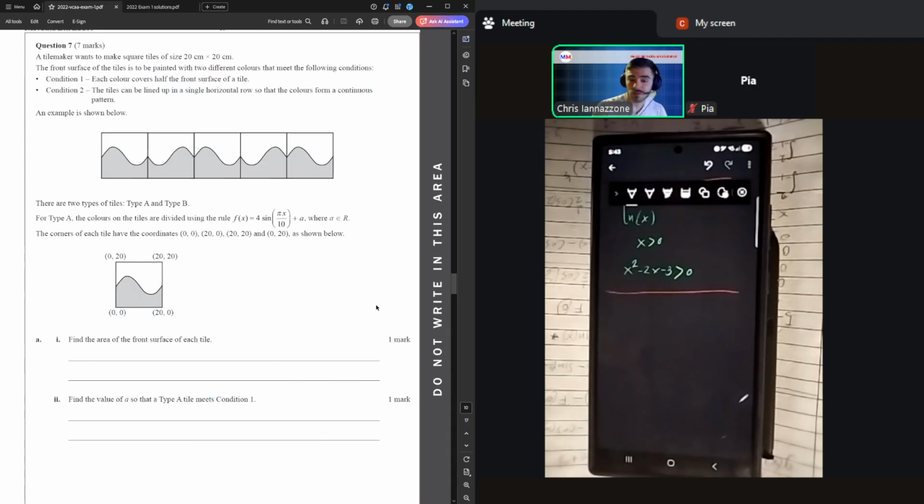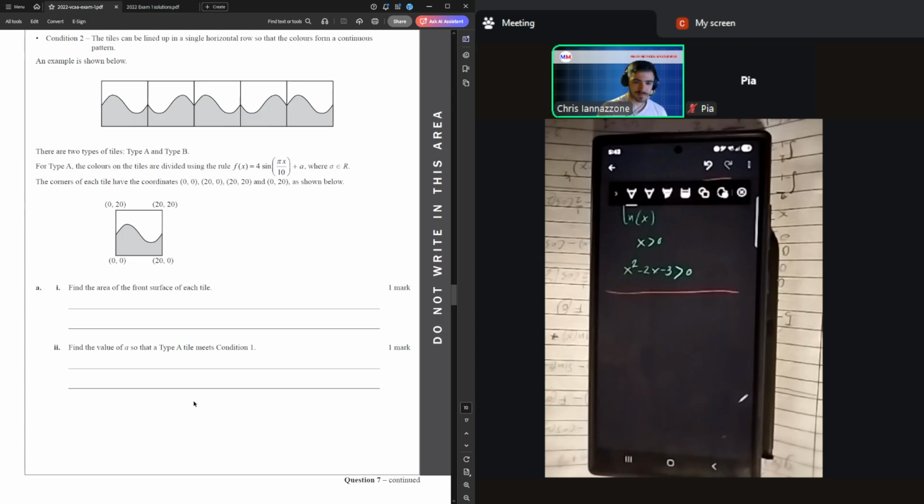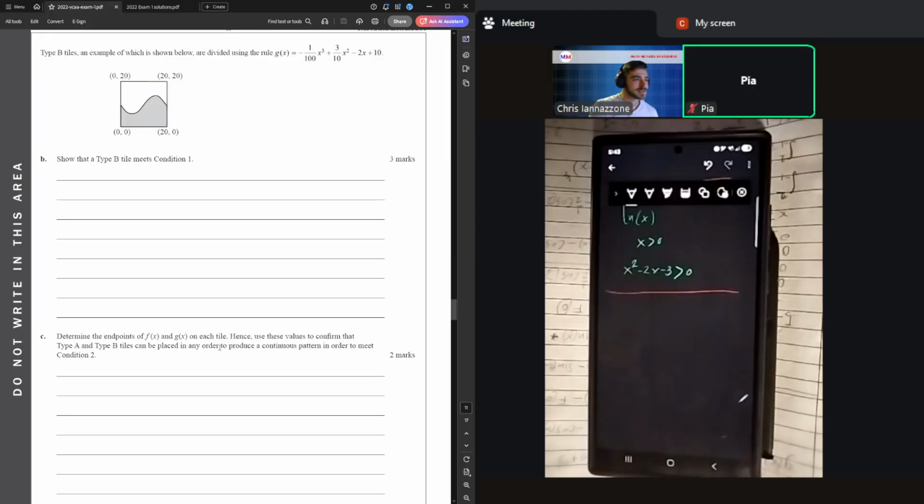That'll be a lot of effort to try and fit into two lines of working, but you do have all of this underneath as well to make that happen. So better than losing the mark, I guess. Make enough sense? Yeah. Cool. Next up, tile B.